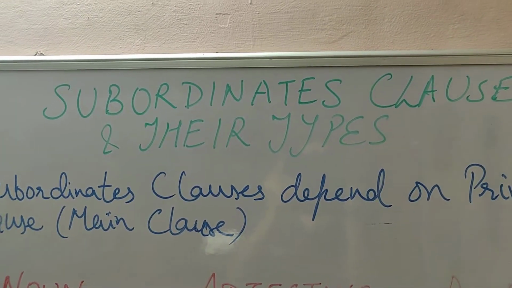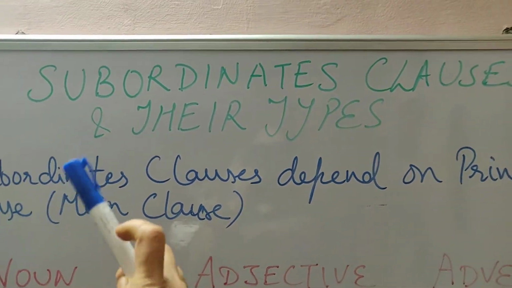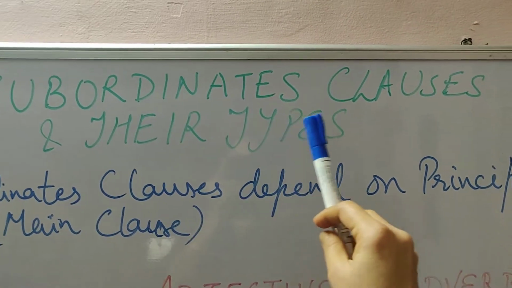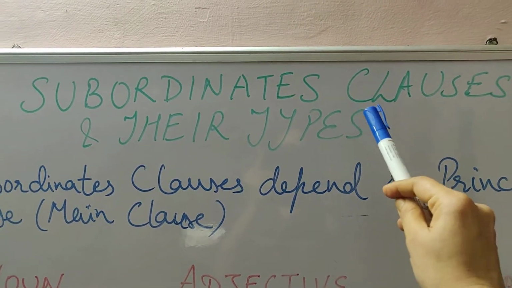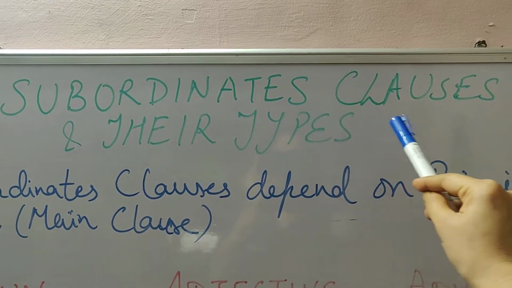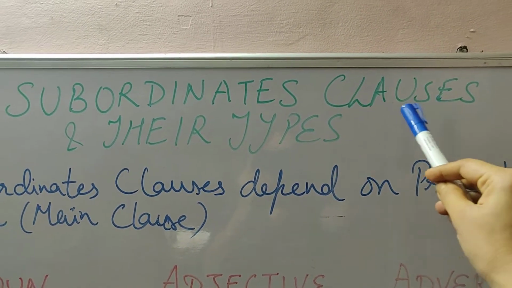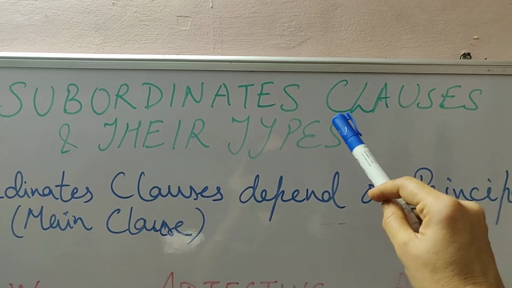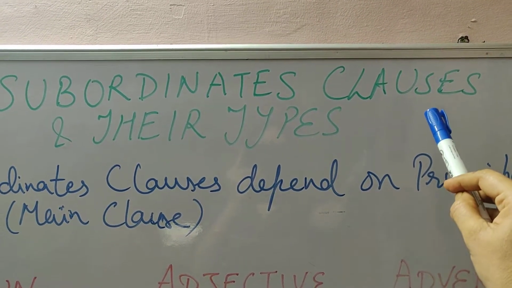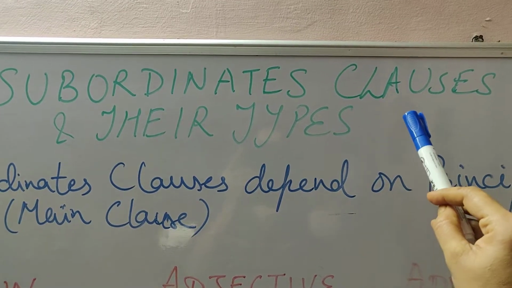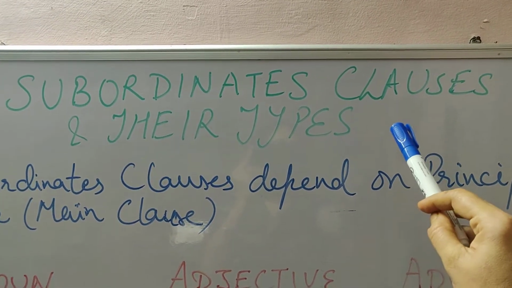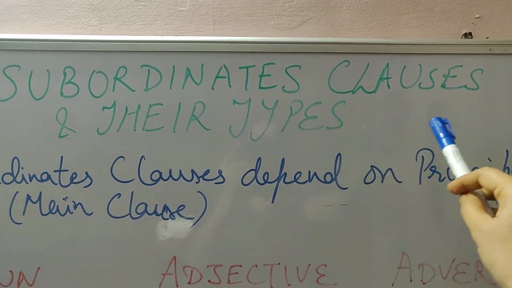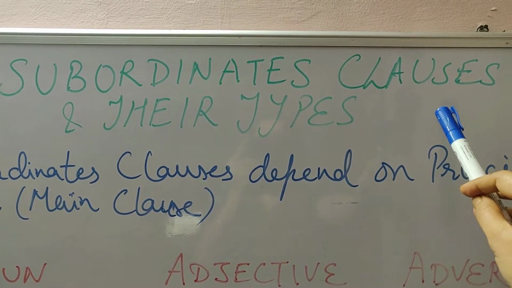Hi students, we have studied in our previous video about subordinate clauses. Clauses, I think you understand what clauses are. You have already understood from my previous video. Clauses are actually a group of words which have a subject and a predicate. They have their own subject and predicate. That is a clause. And clause types I have already taught you.